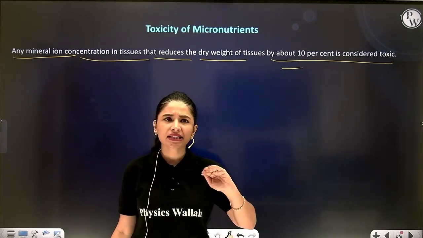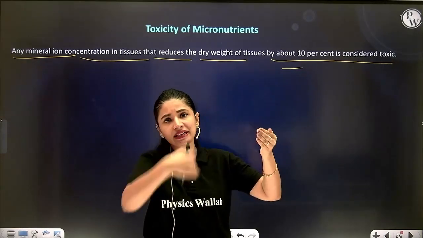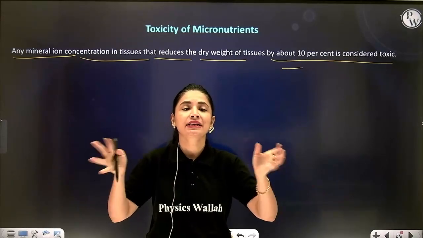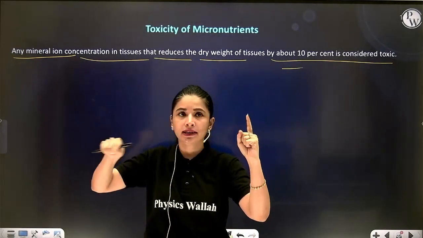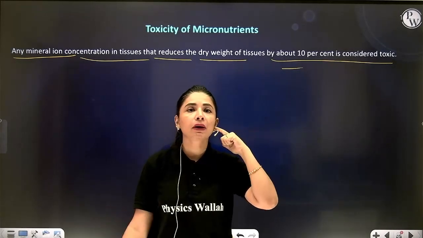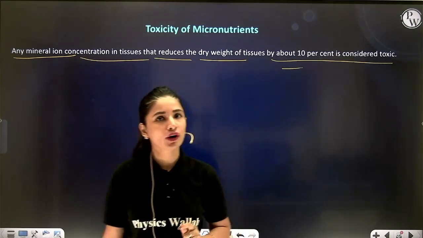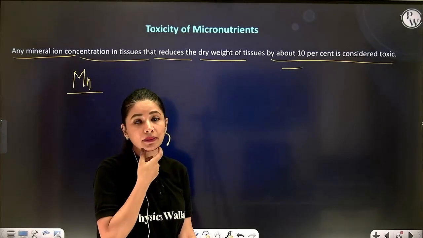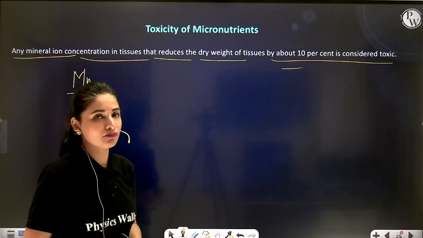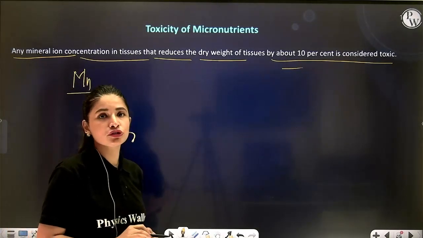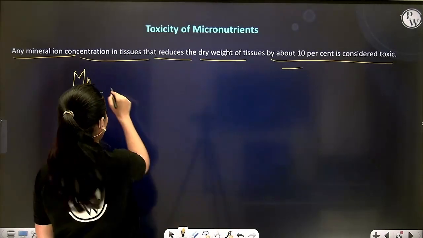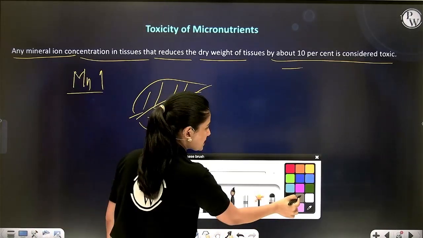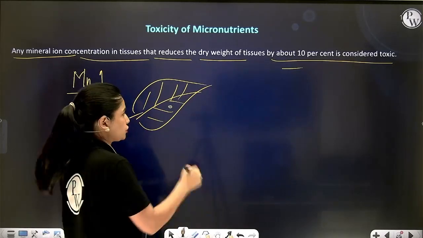It is becoming toxic, ma'am? The concentration of that element is rising. So why is the dry weight decreasing? Because one element's toxicity is associated with many other elements' deficiency. So one element becomes toxic, and other elements become deficient. So overall, the dry weight of the plant body gets reduced. For example, manganese. Suppose manganese is given above the critical concentration and it is becoming toxic in the plant body. Its own symptom is brown spots on the leaf. On the leaf, some brown spots will start appearing. Brown spots mean what? Death of tissue, necrosis.